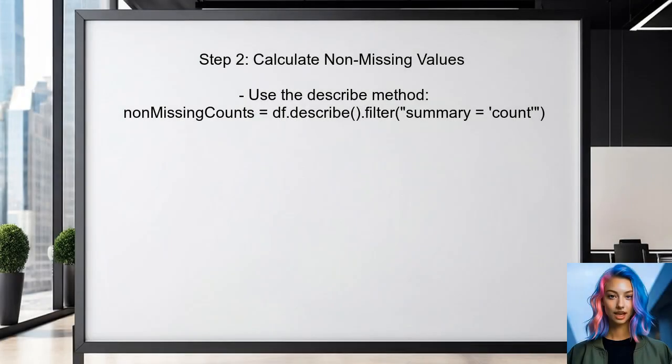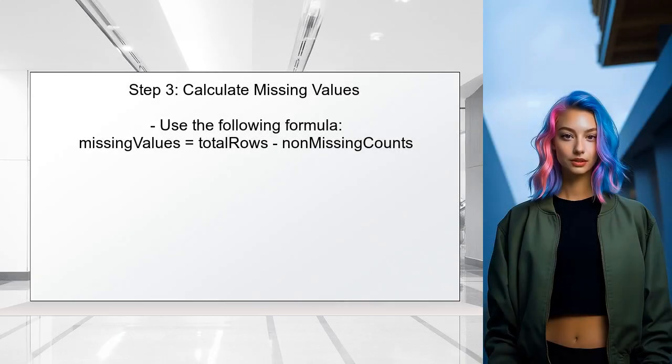Next, the user should calculate the number of non-missing values for each column. This can be done using the describe method, which provides a summary of the data frame. Now the user can compute the number of missing values for each column. This is done by subtracting the non-missing counts from the total number of rows.